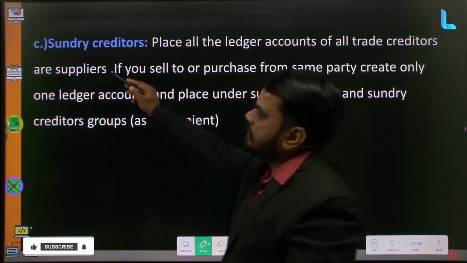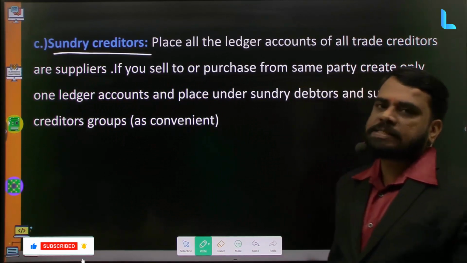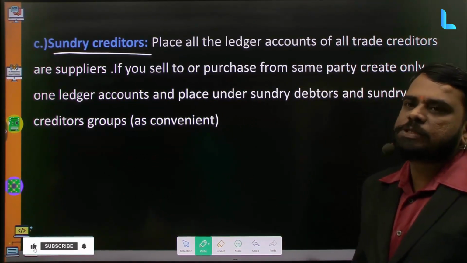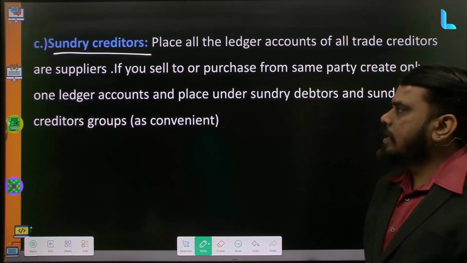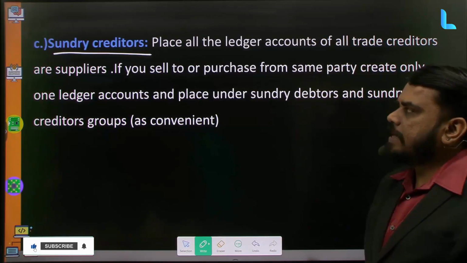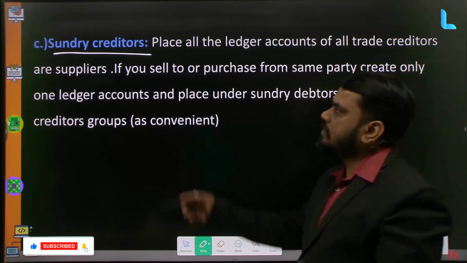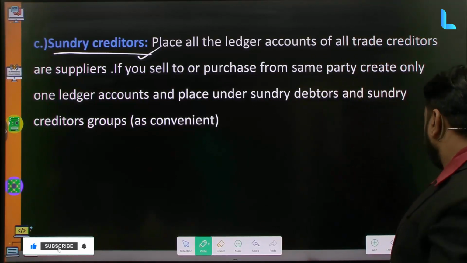Next we have sundry creditors. Under this account group, all the ledgers of suppliers are placed. Suppliers are those who supply goods to our company on a credit basis; they are called suppliers or vendors. We place these suppliers or vendors under the account group called sundry creditors. It falls under current liabilities.